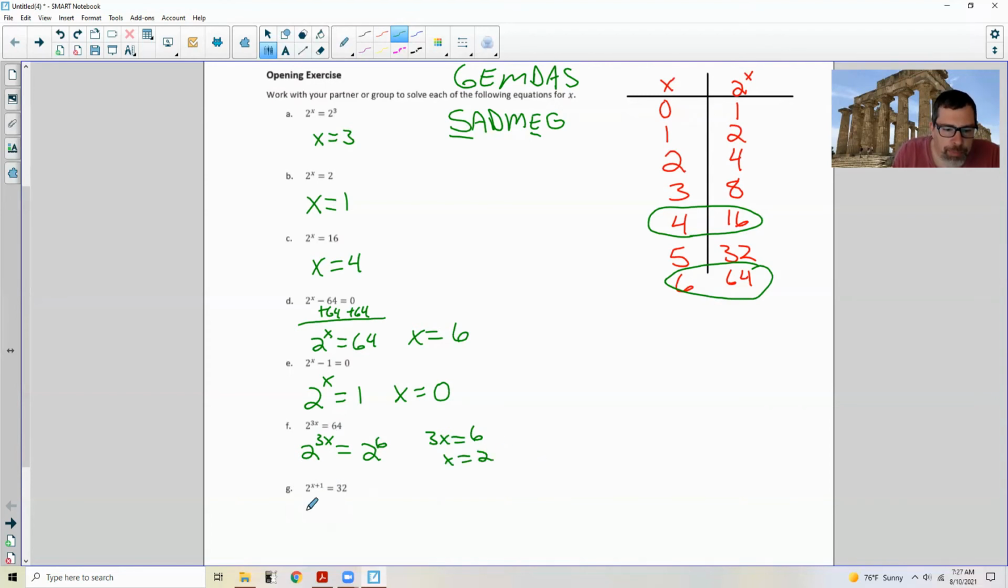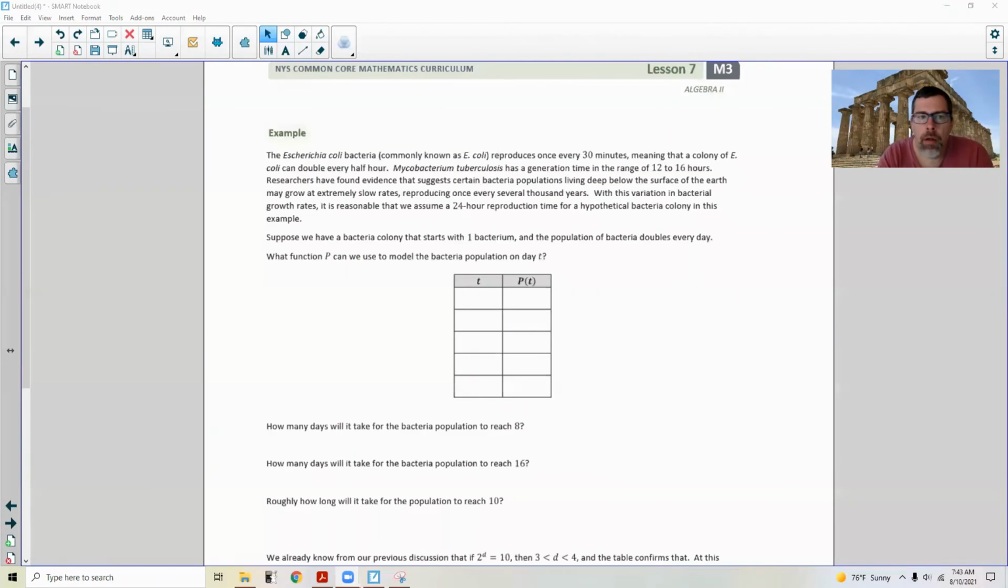Same with this one. 2 to the x plus 1 equals 2 to the what? Well, 32 is 2 to the 5th power, so I'm going to put a 5 here. I'm changing 32 to the same base that's on the left. And now that my bases are the same, my powers have to be equal. So x plus 1 equals 5, subtract 1 from both sides, and x must equal 4. Okay, so there's page 1.